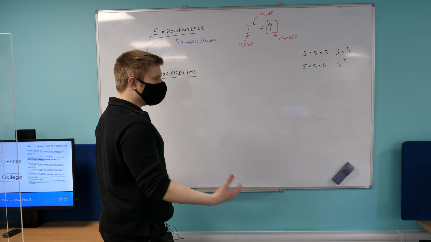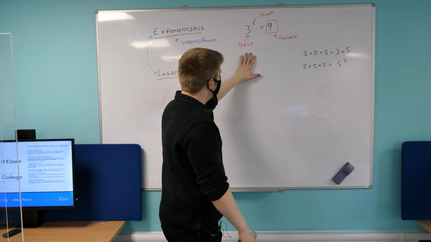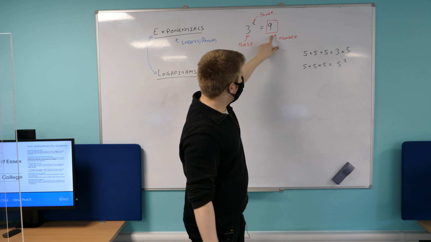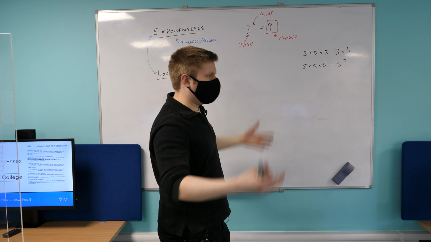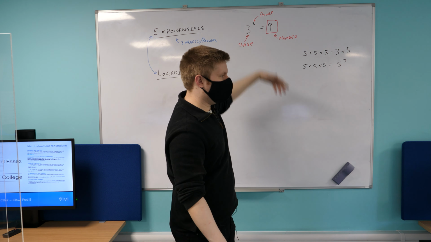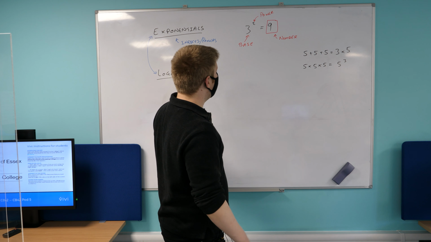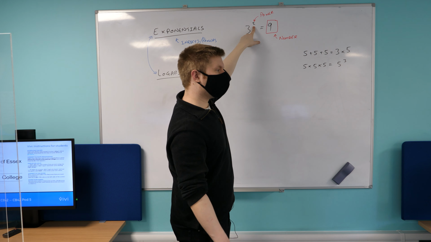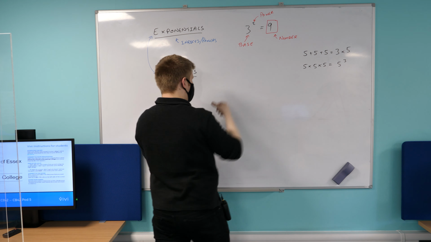Well, logarithms are looking at this from another perspective. Exponentials are looking at it from the perspective of what number do you get out when you take the base and raise it to that power. So you multiply the base by itself that many times. A logarithm looks at it from the perspective of what's the power.